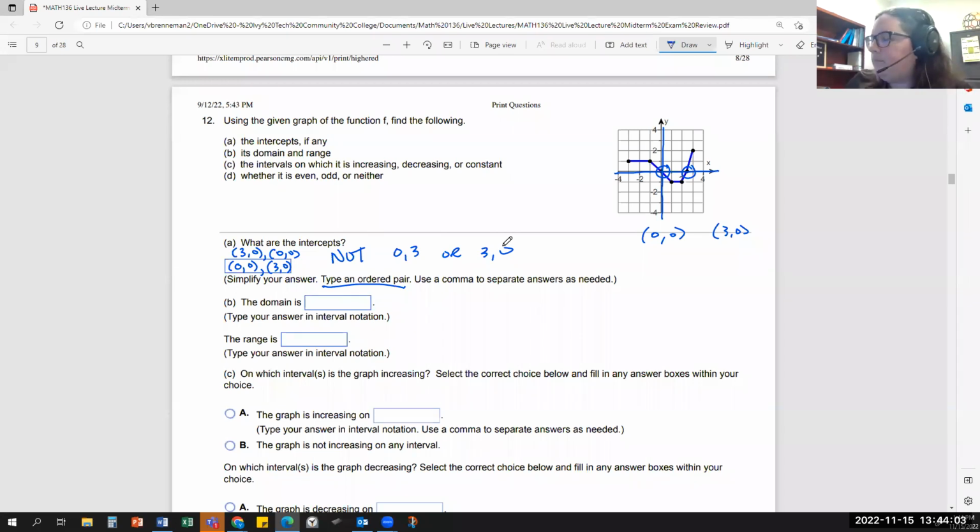For the domain, you want to think the domain is the x values, and you want to think left to right.